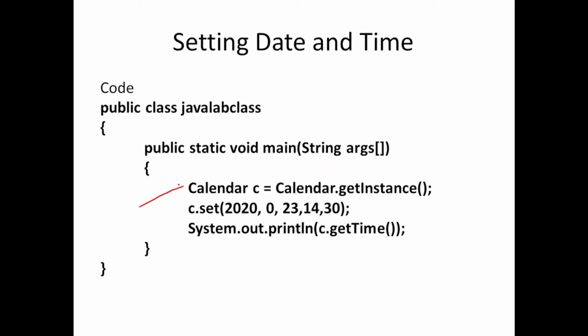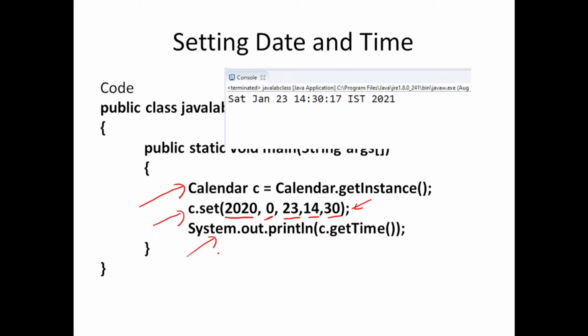So first you create the calendar instance, then you set. While you're setting the instance, you're going to pass the year, the month, and the day. It represents January 23rd, and 14 hours and 30 minutes. So now you can set the time. And when you print the date back, you're going to get an output like this: Saturday, Jan 23rd, 14 hours and 30 minutes. Again, you have some seconds here, which is actually your system time.